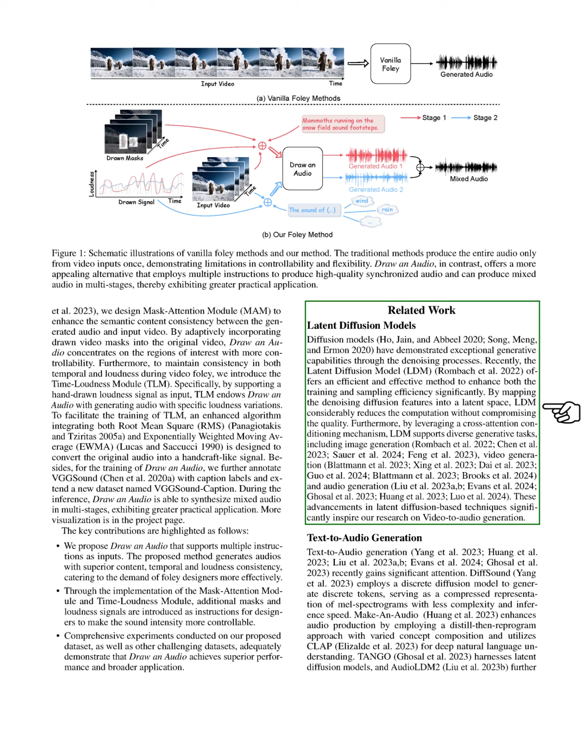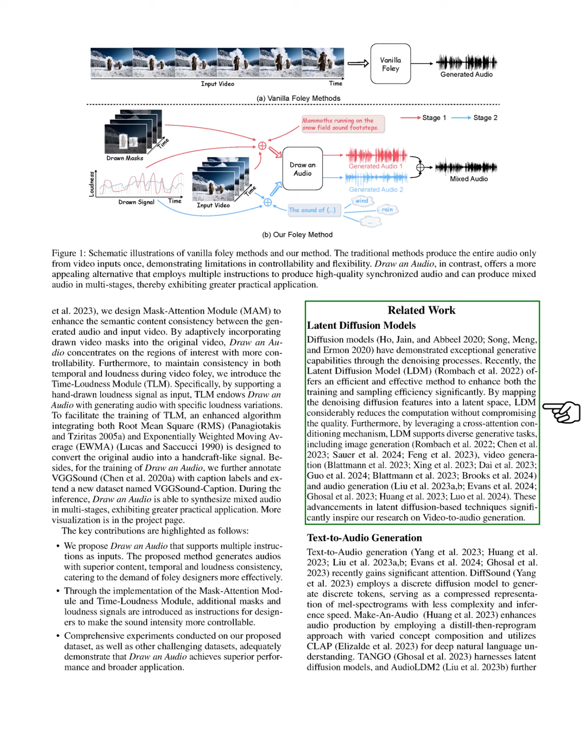Section: Text-to-audio generation. In this section, we discuss text-to-audio generation, which has recently gained significant attention. We utilize DiffSound, which uses a discrete diffusion model to create simpler representations of MEL spectrograms, allowing for faster processing. Make-an-Audio improves audio production through a method that combines different concepts and employs CLAP for better understanding of natural language. Tango uses latent diffusion models, while AudioLDM2 enhances audio quality by incorporating AudioMAE. For our exploration, we choose AudioLDM2 as our latent diffusion model architecture.